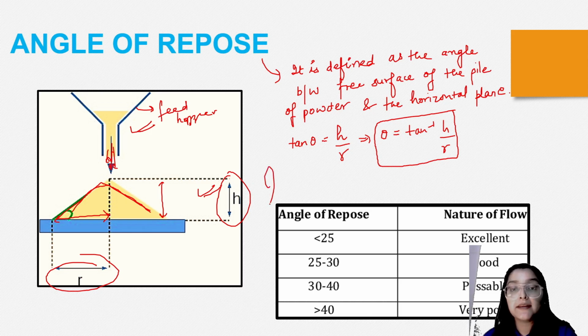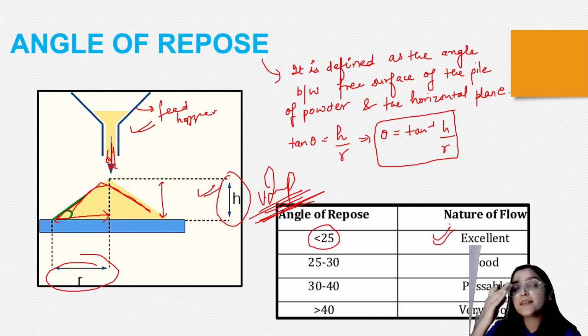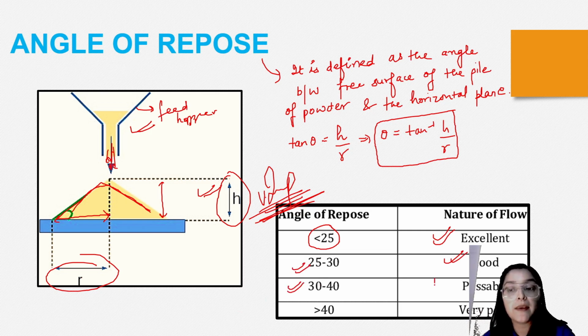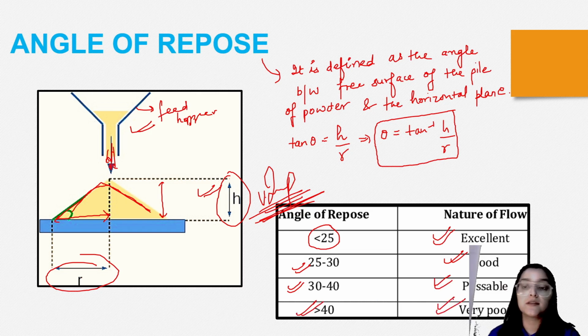Right here is the table of the angle of repose, which indicates that if the angle of repose is less than 25, the flow will be excellent. As the value of the angle of repose increases, if it's 25 to 30, the flow will be good. If it's 30 to 40, the flow will be passable. If it is greater than 40, it will be considered a very poor flow. By now, you might be clear with this topic.